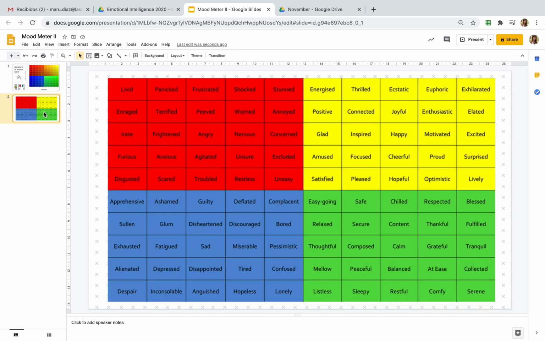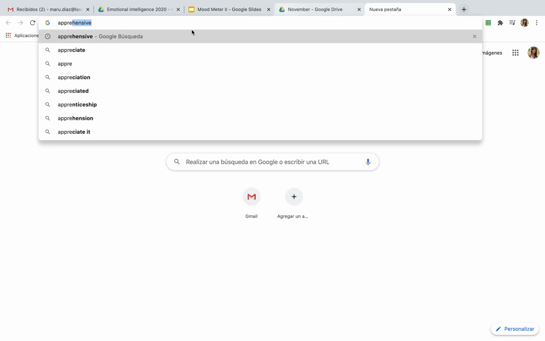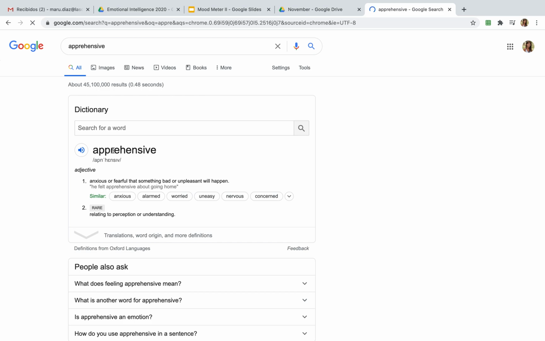That's why in the second activity, I'm going to ask you to choose one emotion from the squares. You can choose any square at all, the green one, the yellow one, the red one, or the blue one, and choose one word that you do not know the meaning of. One word that is completely new to you. For example, let's say you don't know what apprehensive means. So you're going to write down here below the word apprehensive, and I'm going to look it up in the dictionary, all right? Apprehensive. Let's see what Google tells me about apprehensive.